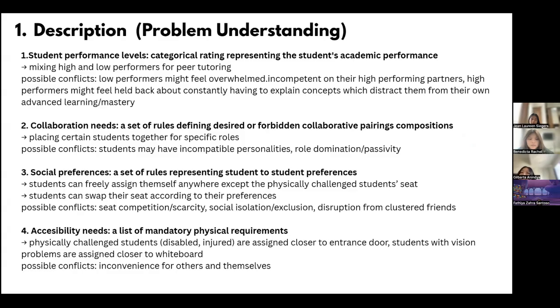My name is Gilberto Ninja, and these are the key factors that influence how the seating plan is arranged. Students are grouped based on academic performance to balance learning and peer tutoring. Certain students may need to work together or be separated based on their roles or compatibility. Students have preferred peers or spots, while flexibility increases comfort. It can lead to seat competition, social exclusion, or distraction among friends. Students with a physical challenge or vision problems must be placed in accessible seats such as near the entrance or whiteboards.